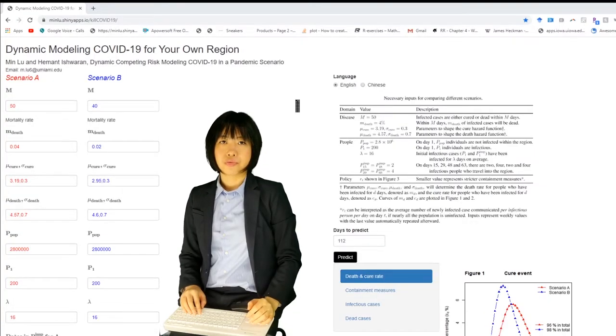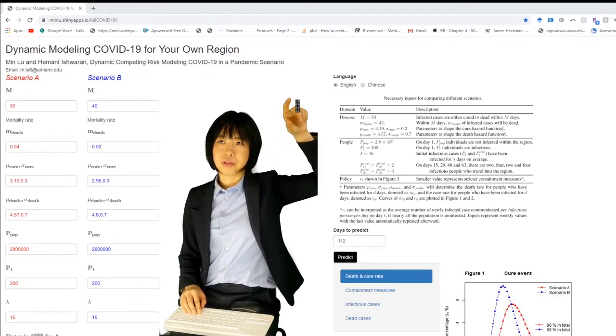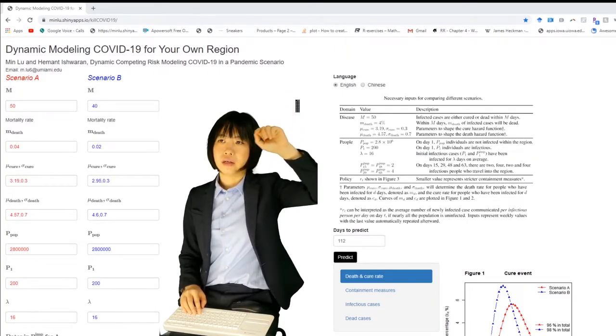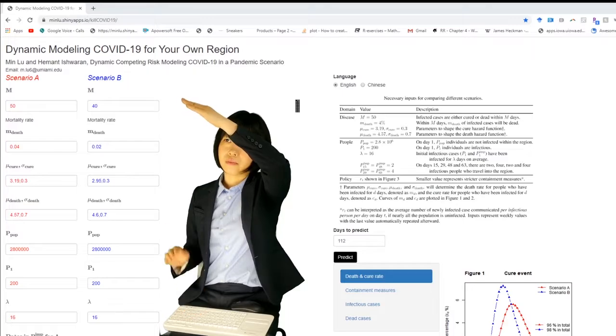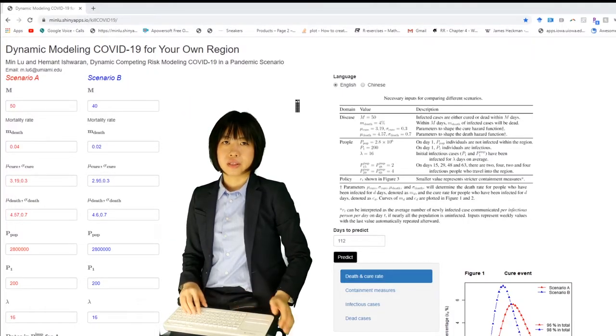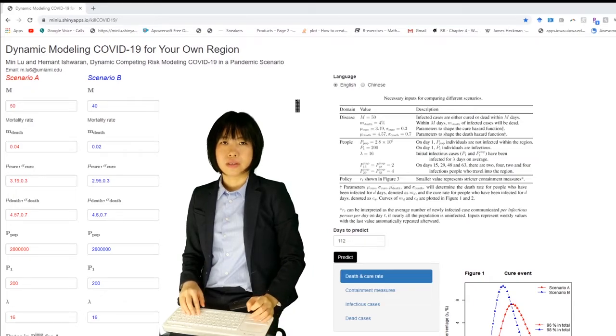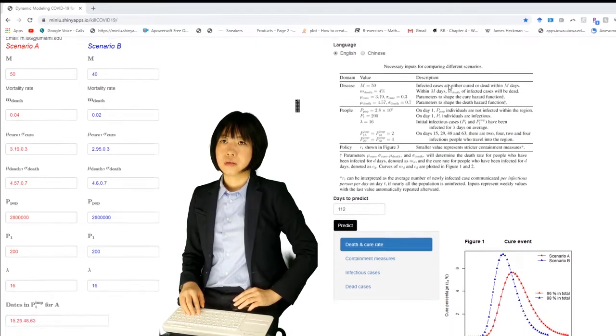There are three groups of parameters for you to input. The first group of parameters are disease-related, which is from here to here. The first parameter we're going to input is M value, which is the length of infectious period.